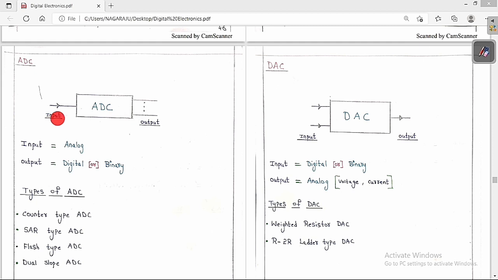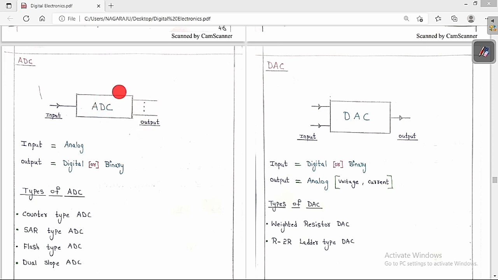So input is basically analog in nature and output is digital in nature, or we can also call it binary. The input is going to have only one terminal, but the output can have more than one terminal, as you can see clearly in the circuit diagram itself. One important fact you always need to understand: ADC is always going to convert the analog signal into a digital or binary signal. For the analog signal, the input of this ADC is only one wire, but the output can have more than one wire. Because of this, it is a digital format or binary format.